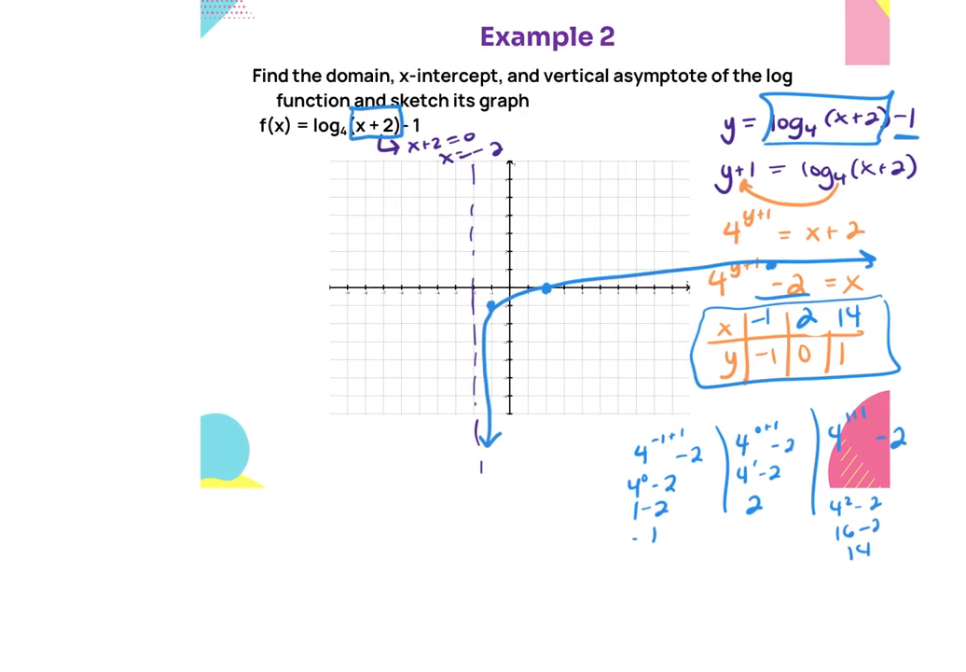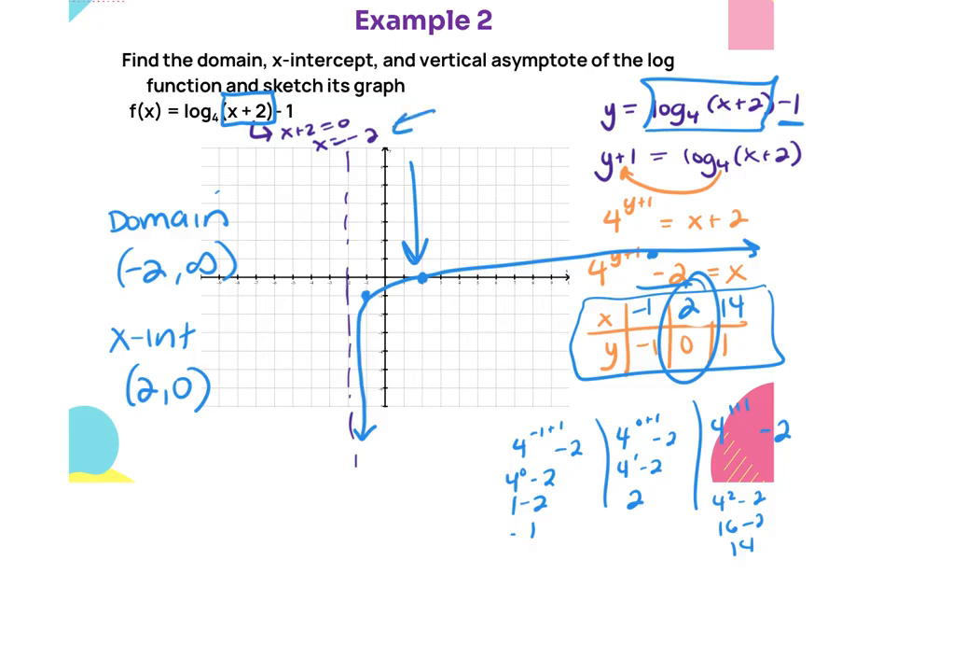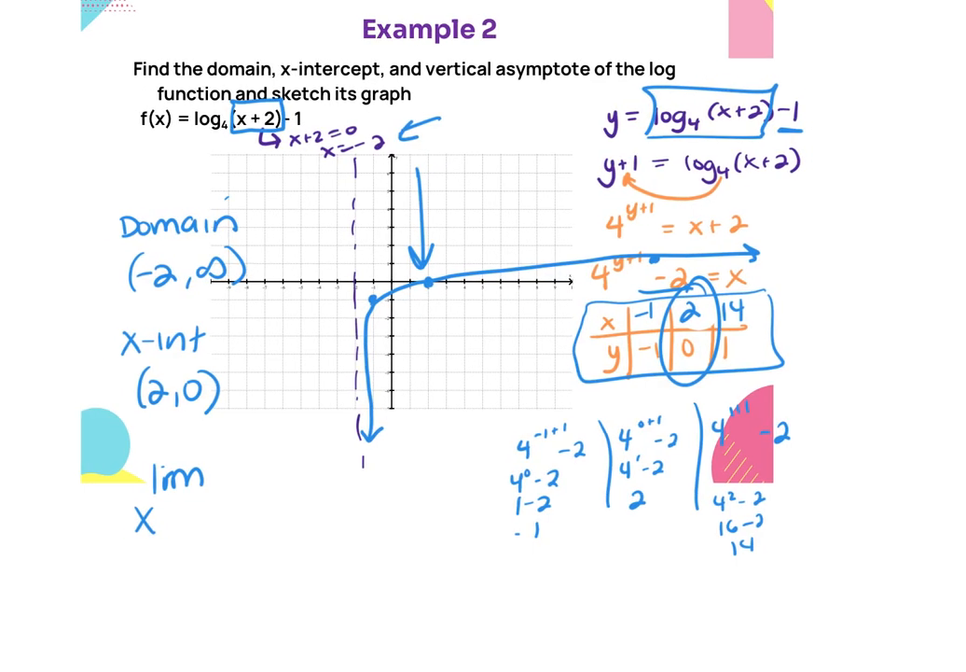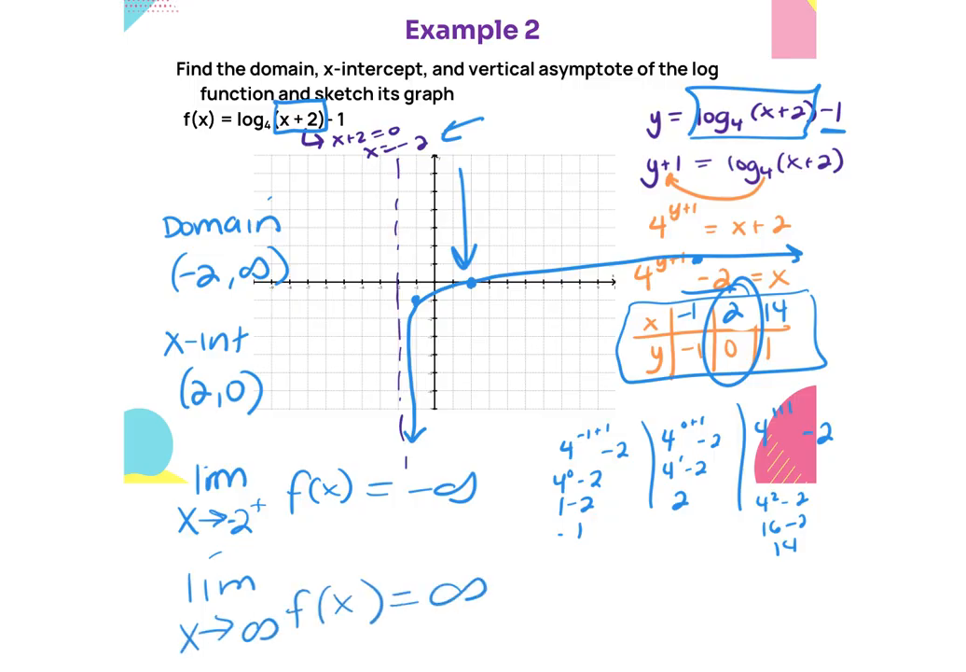So my domain is what? Good, and it's a parentheses on the -2. My x-intercept I can get from my chart or from my graph, 2, 0. Vertical asymptote we got here, x equals -2. So the left-hand behavior this time is again restricted, right? It never makes it to negative infinity. So x goes to -2 from the right. As that's happening, my y values are going to negative infinity. And then as my x values are going to positive infinity, my y values are going to positive infinity.